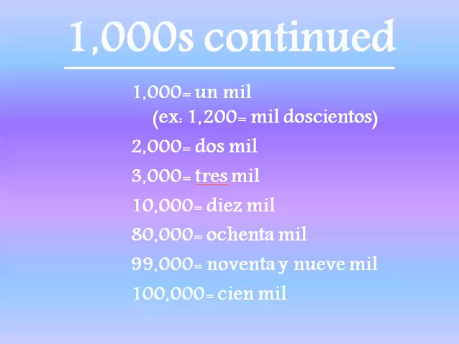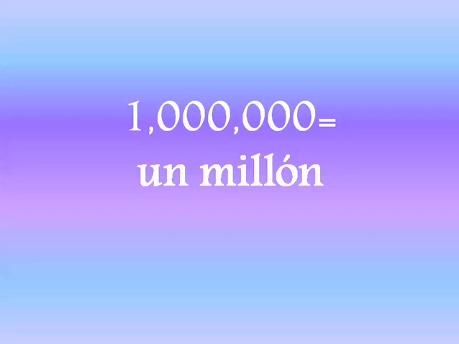All right, next up, we get to a million, and that's a cognate. It's just pronounced un millón. So if I wanted to say like 1,001,000, I would just say un millón, un mil. Very simple. And so you just keep adding those numbers just like we've been practicing.